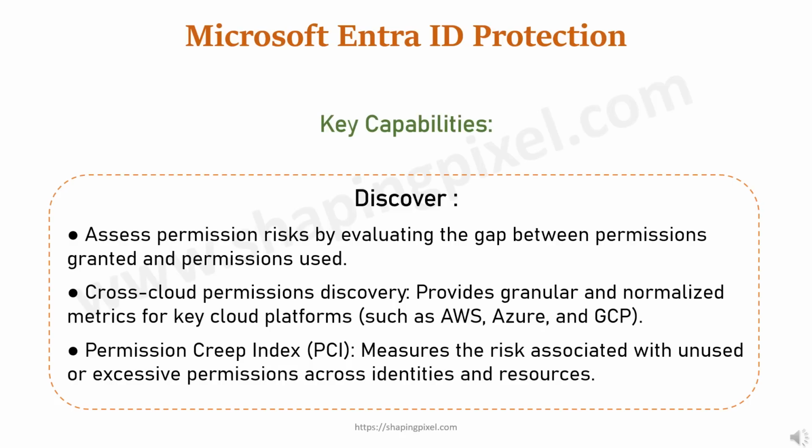Key capabilities. Discover. Assess permission risks by evaluating the gap between permissions granted and permissions used. Cross cloud permissions discovery provides granular and normalized metrics for key cloud platforms. Permission creep index measures the risk associated with unused or excessive permissions across identities and resources.